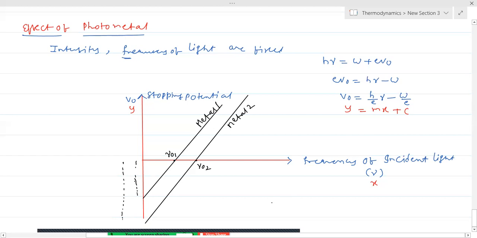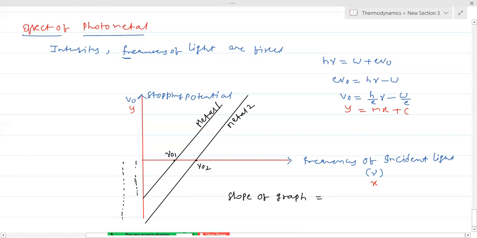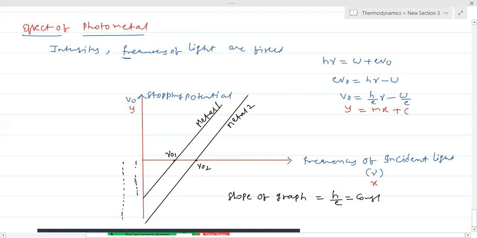On the basis of these graphs, people used to think of the nature of the slope. So the slope of the graph is equivalent to h by e, which is a constant. h and e are constants, so this is constant for all metals.